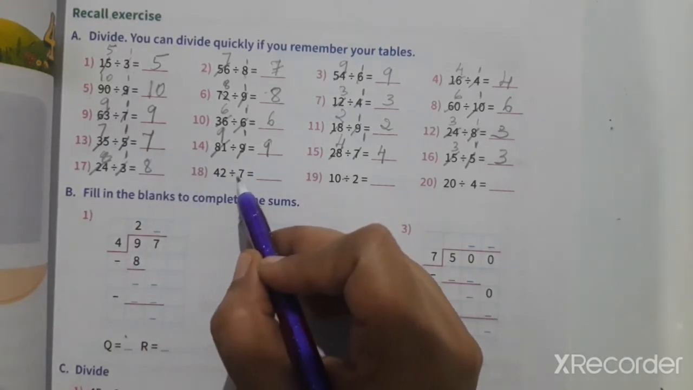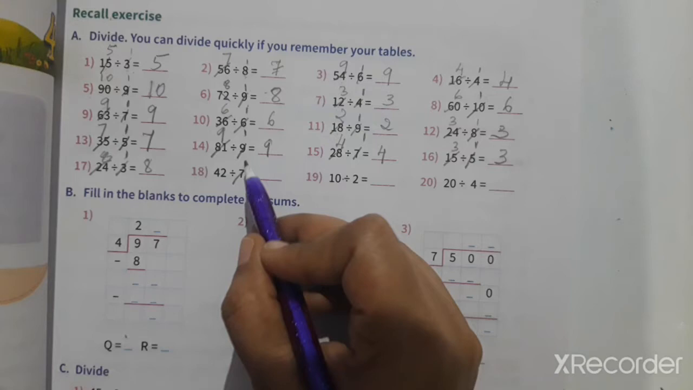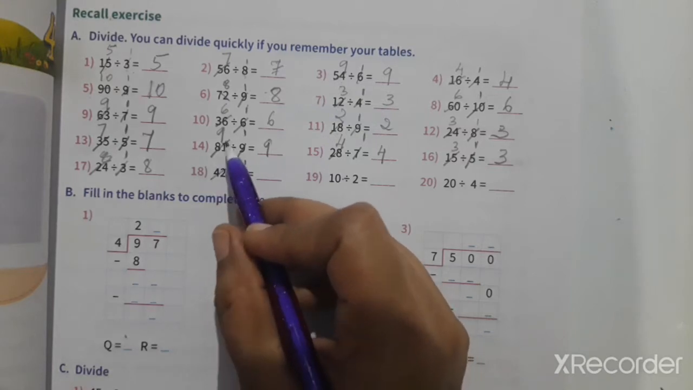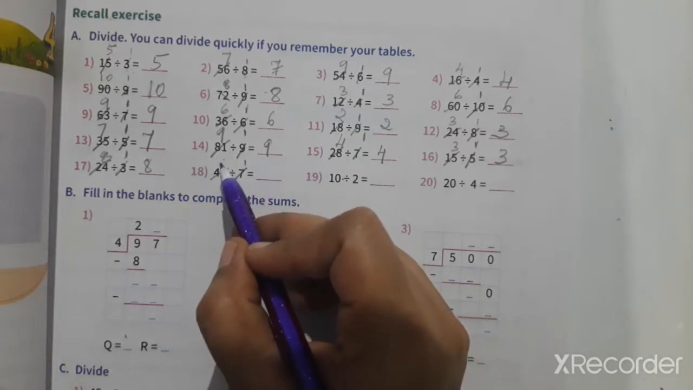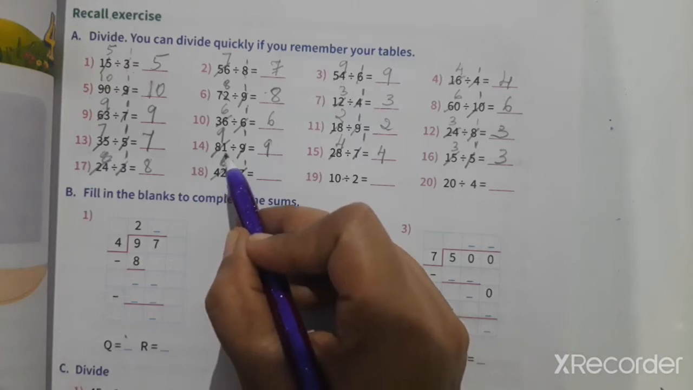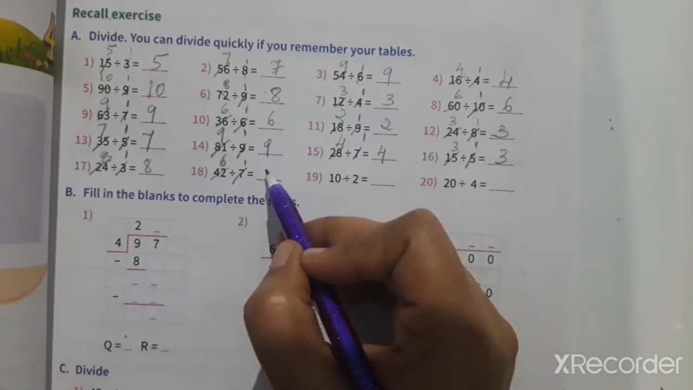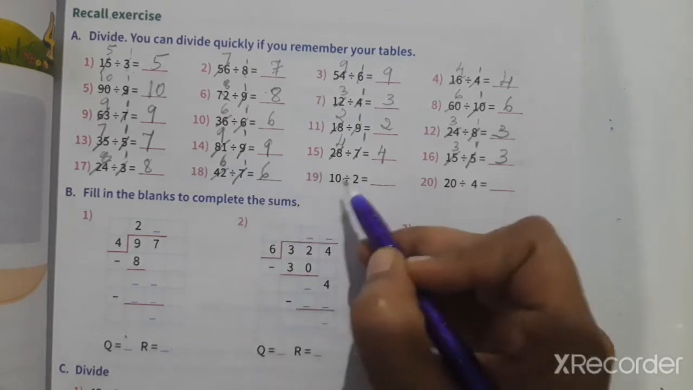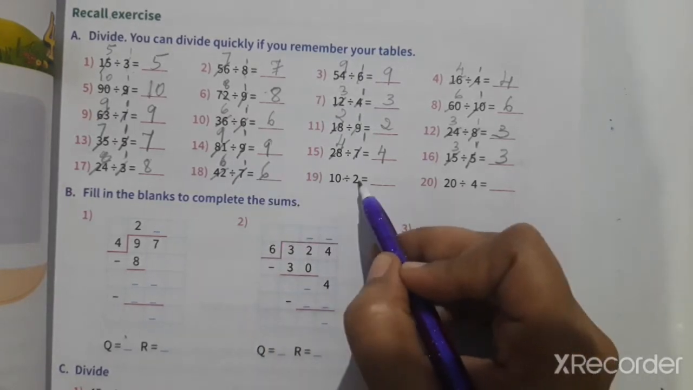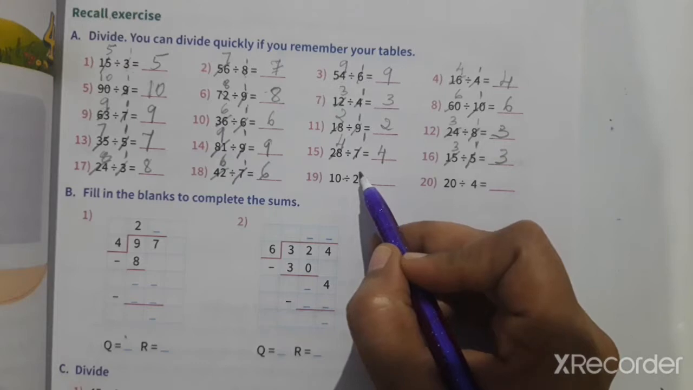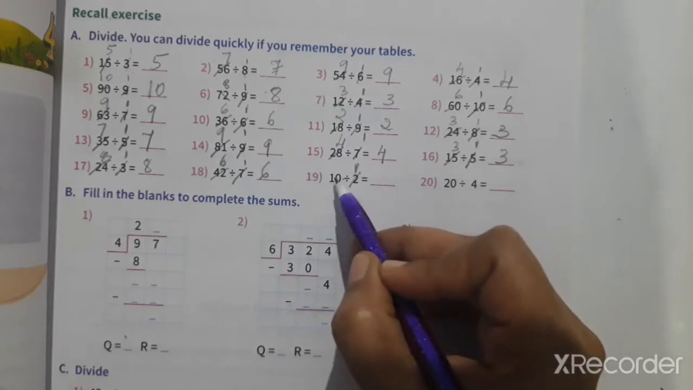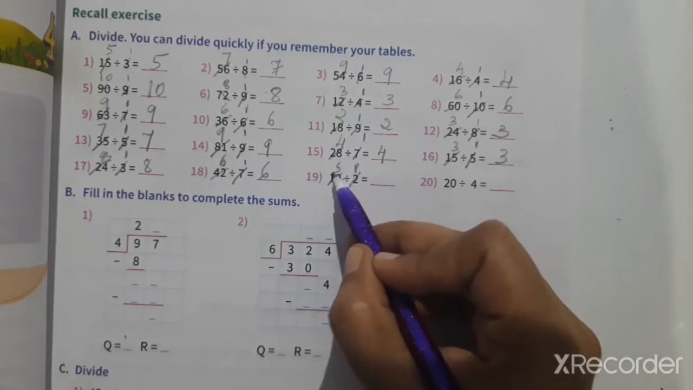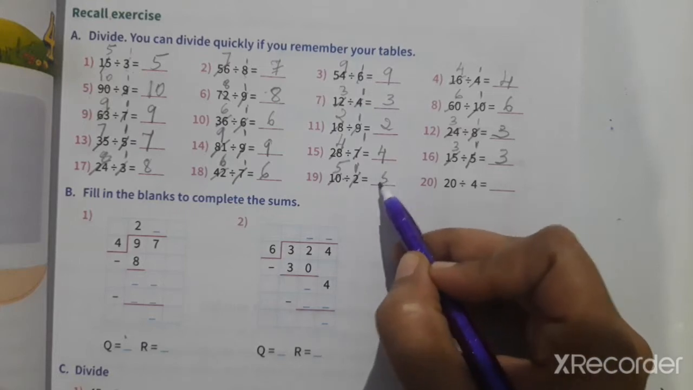Here 7 into 1 is 7. 42 divided by 7, 7 ones are tables, we have to check. 7 ones are 7, 7 sixes are 42. So here 6 into 1 is 6. The next 19th one, 10 divided by 2. 2 ones are 2. 2 fives are 10. 5 into 1 is 5.